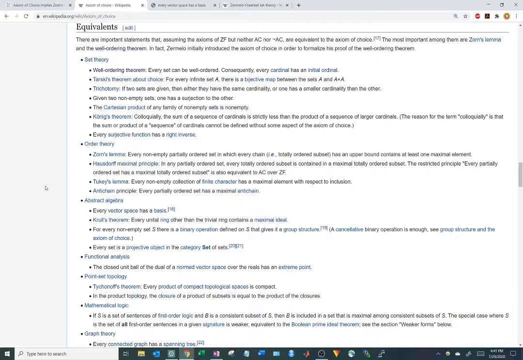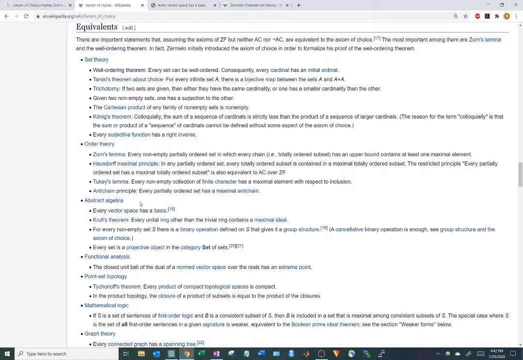So Tychonoff's theorem, which is that the product of compact topological spaces is itself compact. Of course, here when we say product, you can take a product over an arbitrary collection, and so that's, again, sort of why we need to invoke the axiom of choice to prove that, and it turns out that it can prove the axiom of choice. Another thing, every vector space has a basis. You don't need the axiom of choice to prove this for finite dimensional vector spaces, but particularly for infinite dimensional vector spaces, you need the axiom of choice.